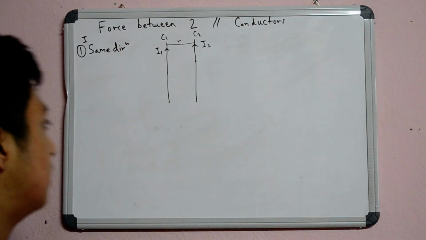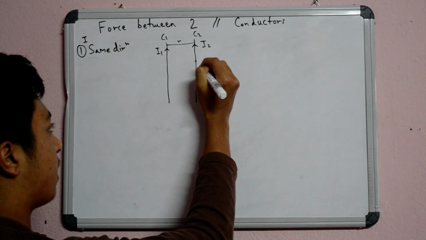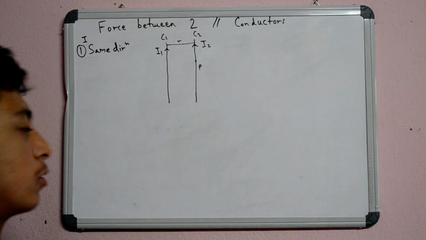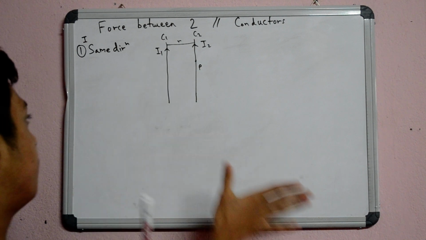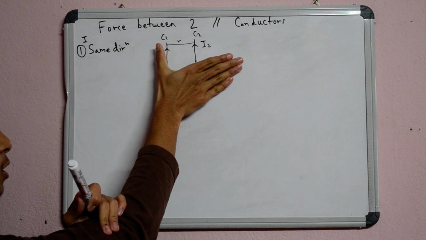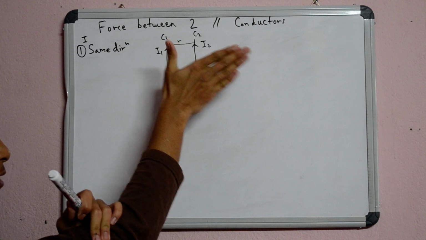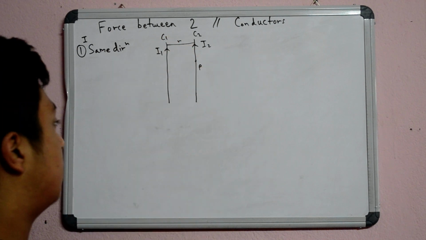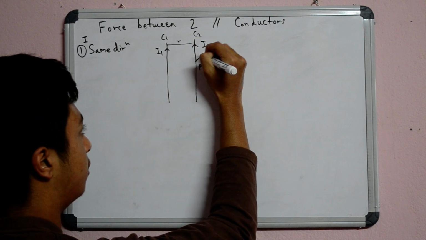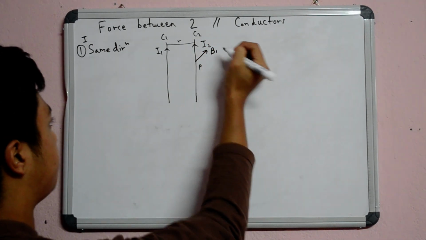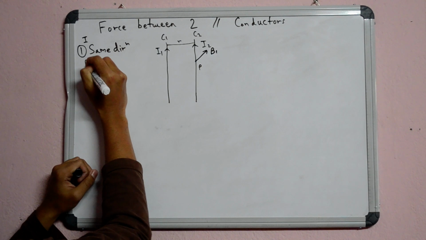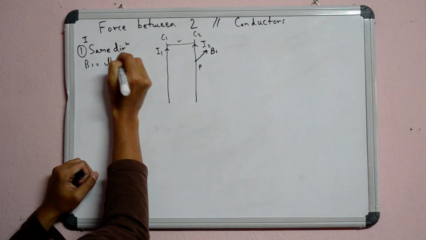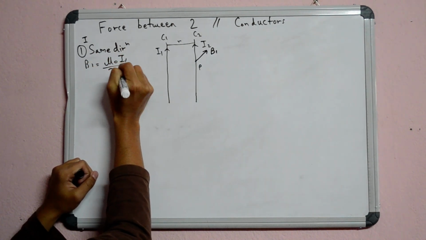Now let's find the magnetic field at point P in this conductor due to this current I1. Using the right hand rule, we can see that the fingers curl towards point P. That means the magnetic field is inwards. And here B1 will be equal to mu naught I1 by 2 pi r.